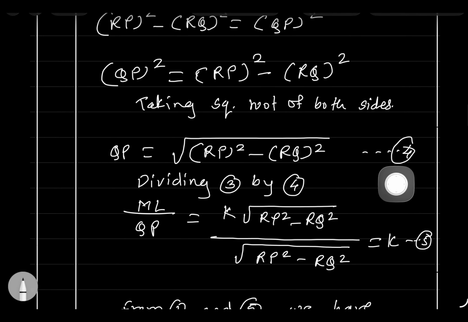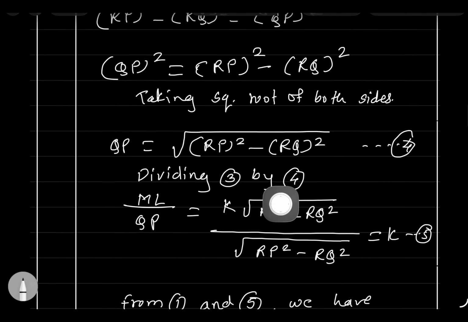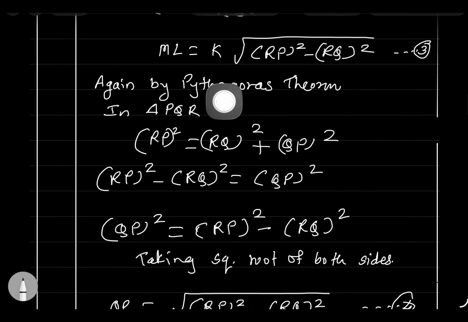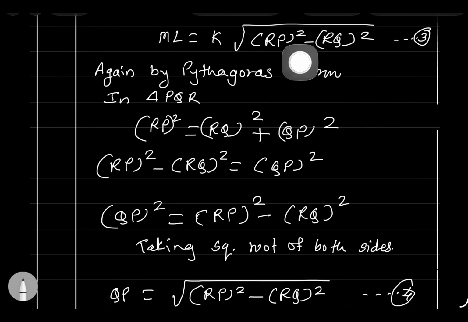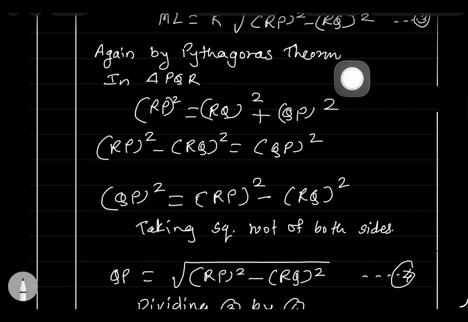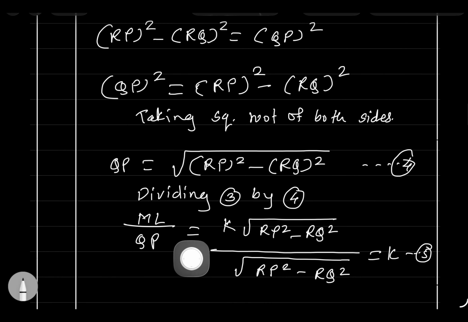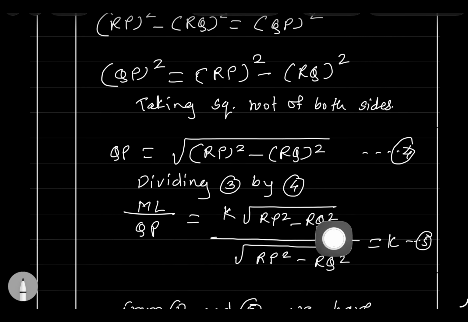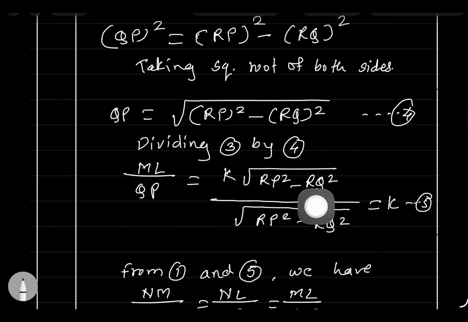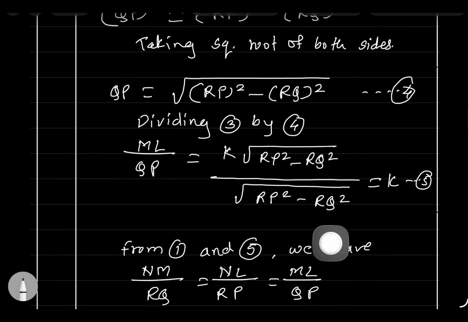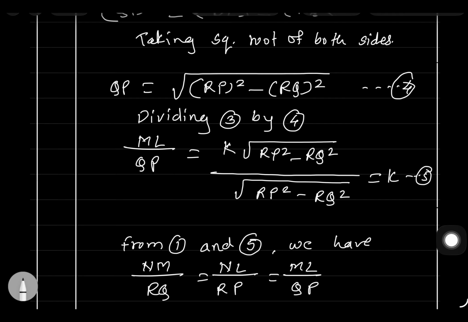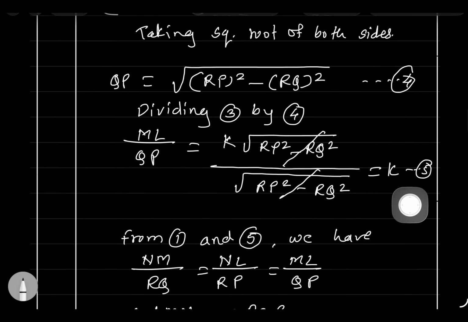Then this is the fourth equation, and dividing third by fourth. What is the third? Third is ML equal to k times the square root of RP square minus RQ square. So we have written like this. And QP, we got the QP here, fourth. So the same is there, RP square minus RQ square in both. So what is that? We got the answer equal to k. So it is equation 5.